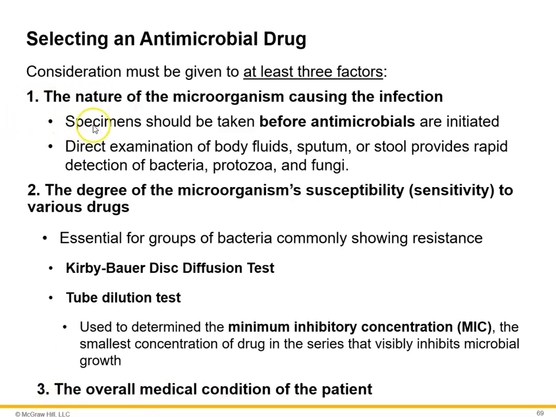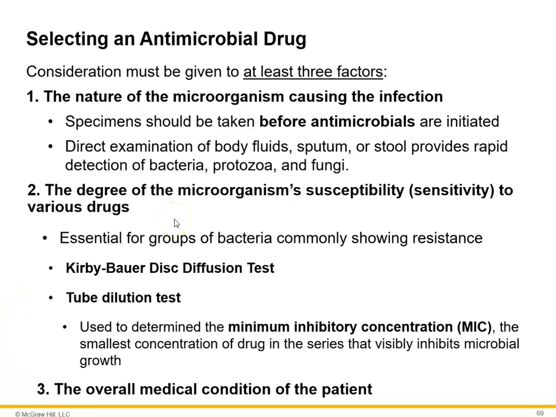Best practice is to take specimens before you start the patient on antimicrobial therapy. So if you suspect the patient has sepsis or a blood infection, ideally you would take a specimen of blood before you begin antibiotics. Then you can culture that specimen of blood, grow the microorganisms, and examine them through various methods and determine which drugs they are most susceptible to.